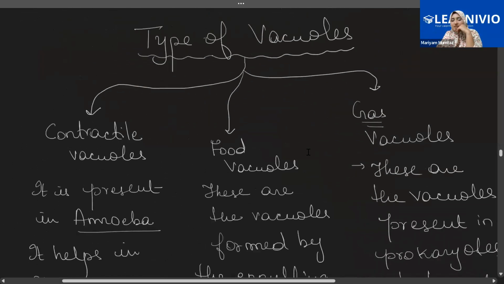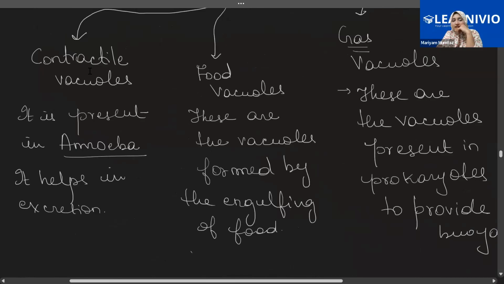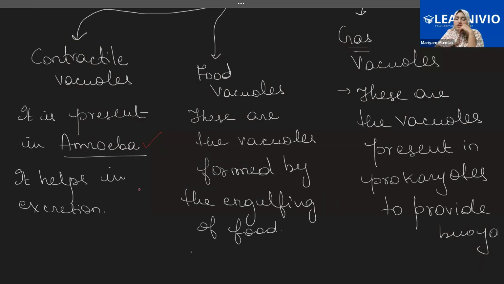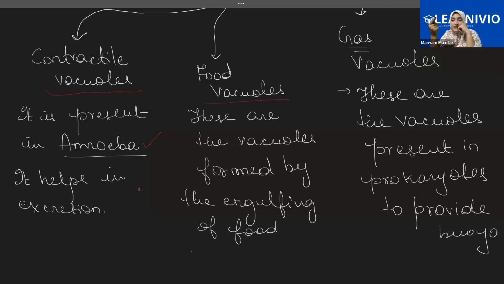Now, there are different types of vacuoles, such as contractile vacuole, food vacuole, and gas vacuoles. Talking about the contractile vacuole, this one is present in amoeba, with the help of which it can do the process of excretion, or it can excrete out the undigested substances. Then comes the food vacuoles. These are formed inside the amoeba also. Whenever it engulfs the food particle, it forms a vacuole inside, and that vacuole is a food vacuole.